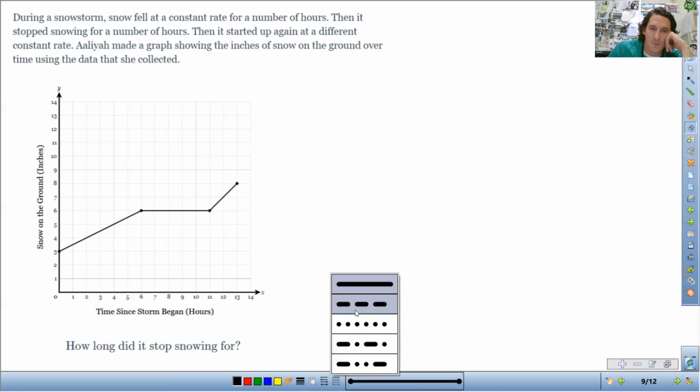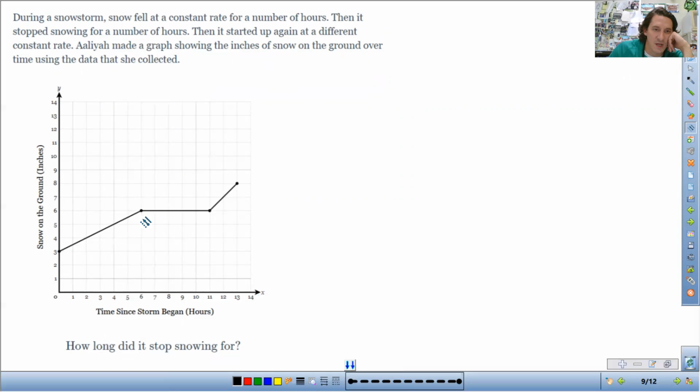So we want to look, so here, between 6 and 11, it is not snowing. So 6 to 11, that is a total of 5 hours. So it stopped snowing for 5 hours.